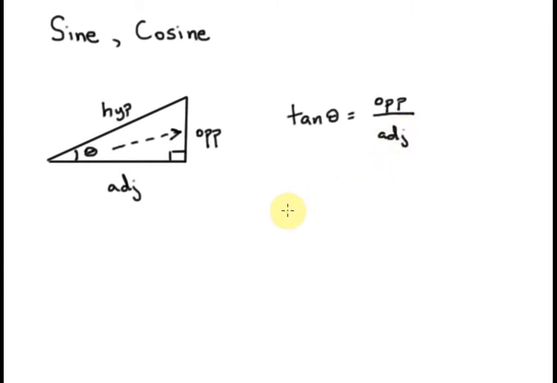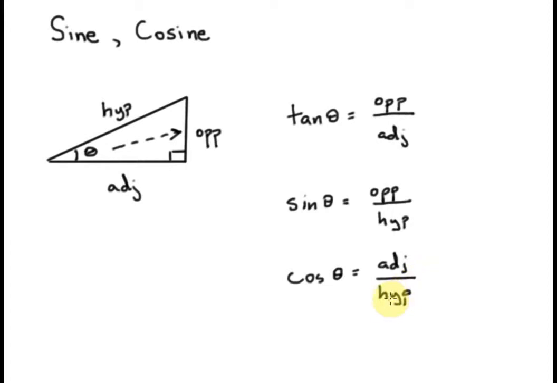But there are two other trig ratios that we haven't looked at. One of them is called the sine, and the sine of theta is defined to be the opposite length divided by the hypotenuse. So that's the sine. And the other one is the cosine of theta, which is defined as the adjacent side length divided by the hypotenuse.